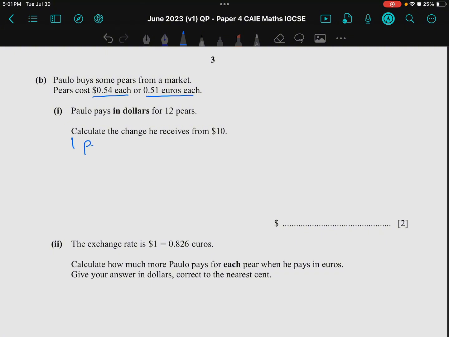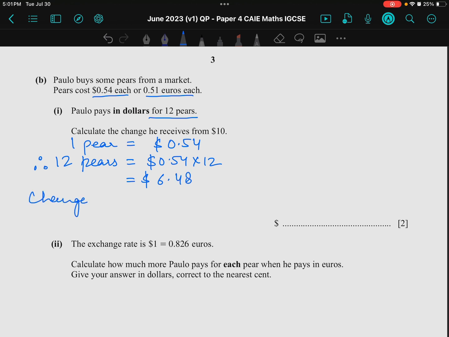So for one pear, we know it is $0.54. Now since he is purchasing 12, for 12 pears, it will be what? $0.54 multiplied by 12, which will give me $6.48. So the change that he will get is what? He gave $10. Here it is 10 minus $6.48. So my answer is in dollars. When you subtract this, you will get 3.52. Answer.